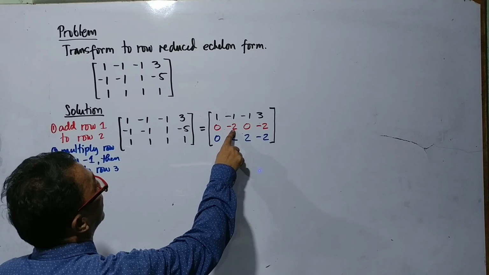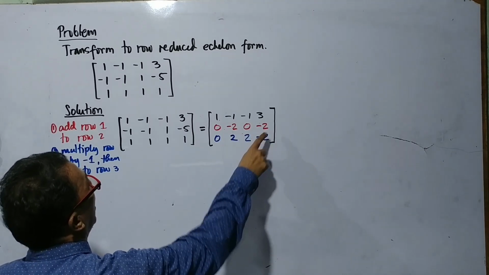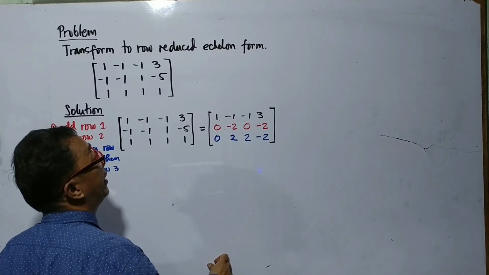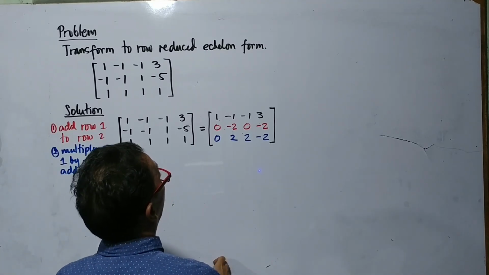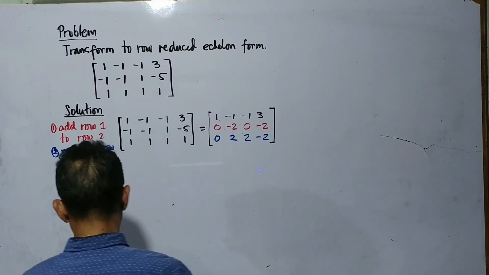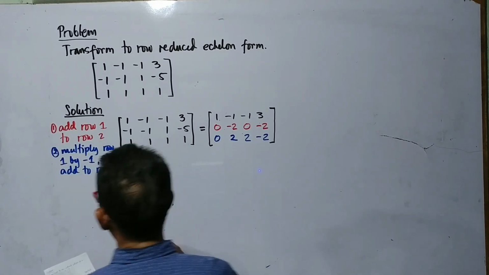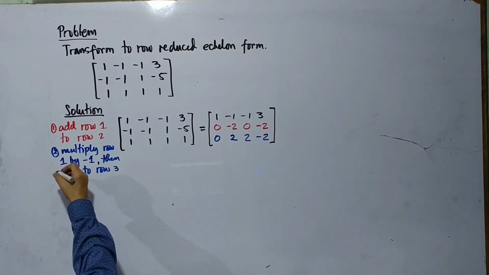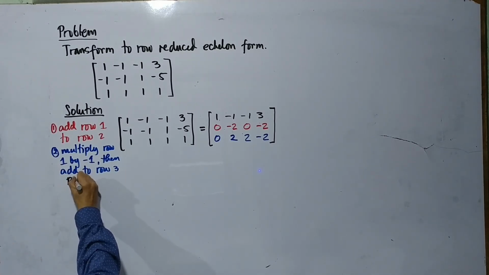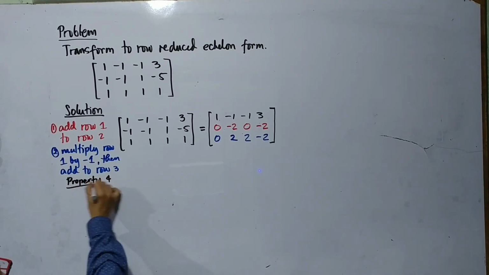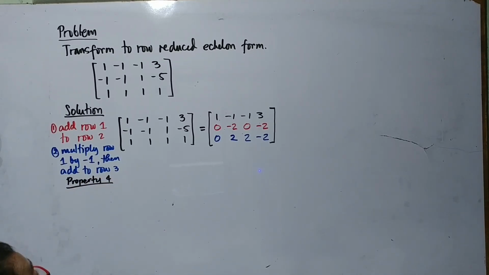As you notice, this is 2. You can multiply by negative 1/2 to make it 1. Parehas lang kasi. So here guys, you apply property 4. Okay, next.